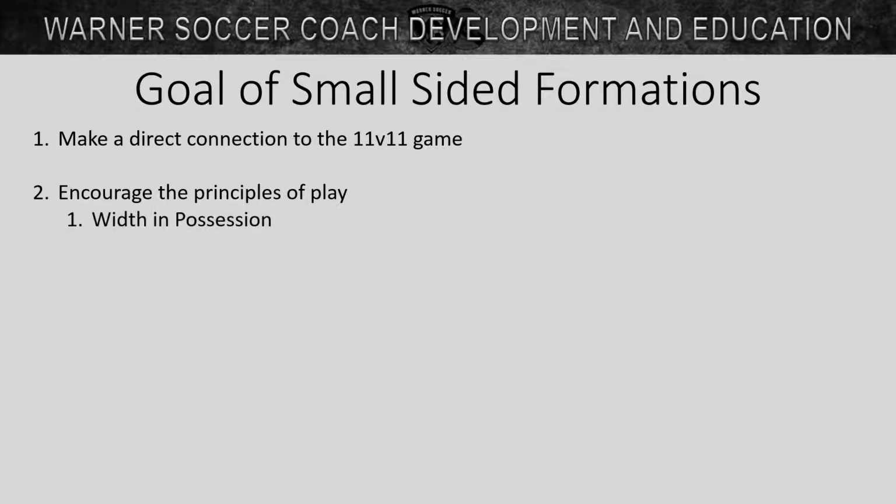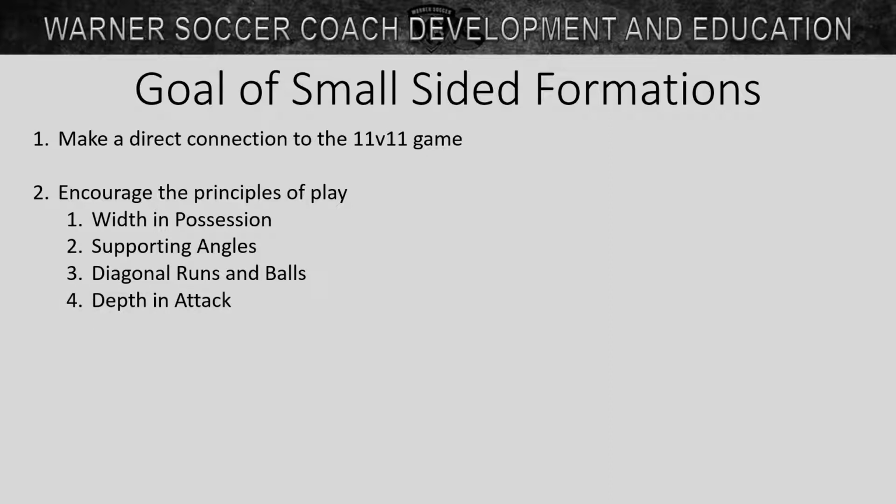So what we're looking for is, even at 7v7, 9v9, do we have width in our possession? Are we reinforcing good supporting angles, supporting possession of the ball? The balls that we are playing, we want to see diagonal runs. We want to see diagonal balls. We want to see depth in our attack, getting our number 9 high, stretching the defense, maximizing our use of the field. We want to see zonal defending.